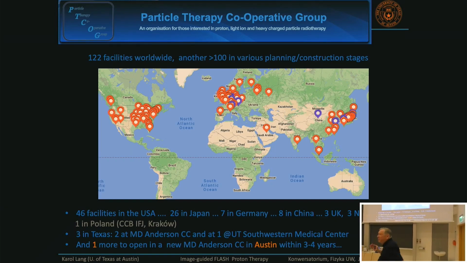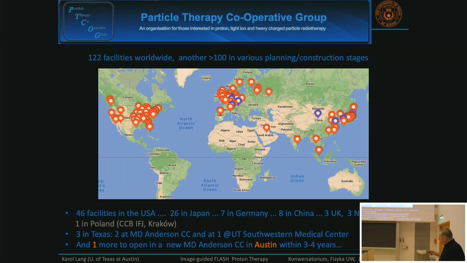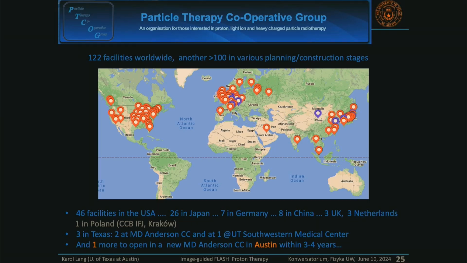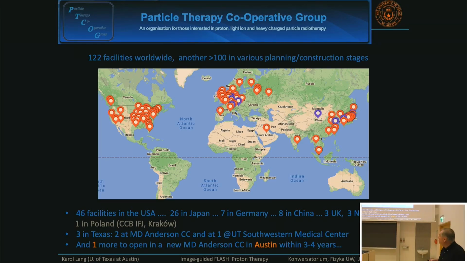In the northern hemisphere, the countries with the largest number of centers are the US, Japan, and then in Europe, Germany, China, and as you know, perhaps, there's one center in Poland, in Krakow, in the so-called CCB. In my state of Texas, there are 3, and there's one more coming soon to the capital of Texas, Austin, where I live.